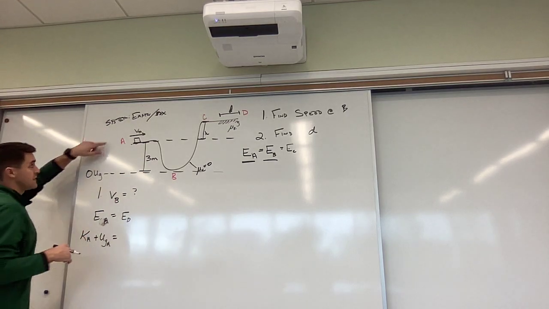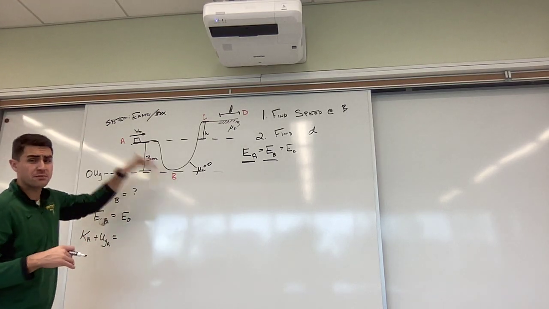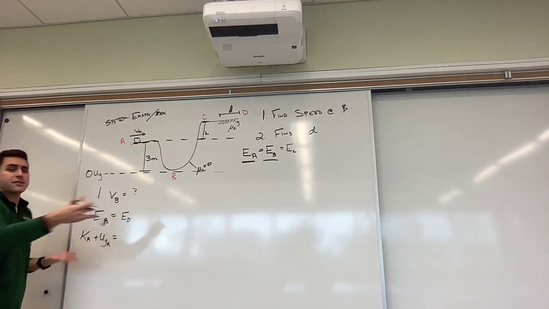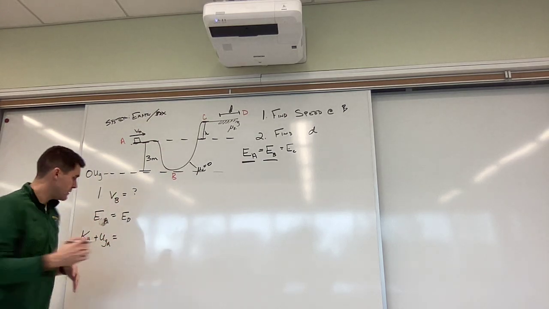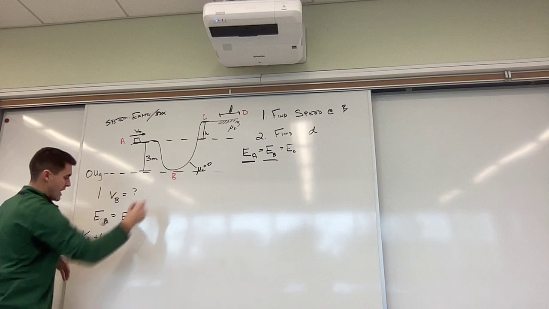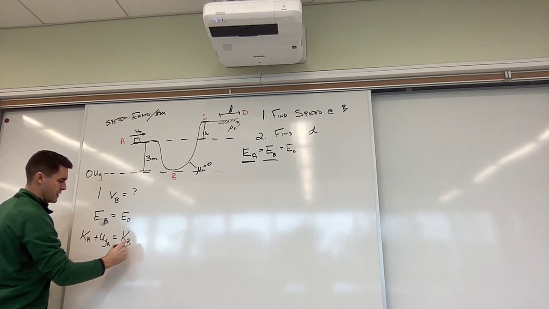At point B, let's ask ourselves these questions. Will the box be moving at B? Well, it asks me to find the speed, so probably. And it's clearly gone down a hill. So there is kinetic energy at B.